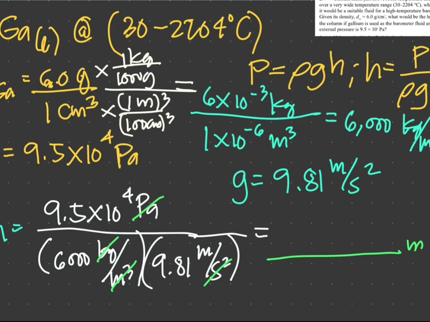All right, so we're here. 9.5 times 10 to the 4th Pascal divided by 6,000 divided by 9.81. So I got 1.61 meters. So this is the height of the column if gallium is used as the barometer fluid. So that is the answer.